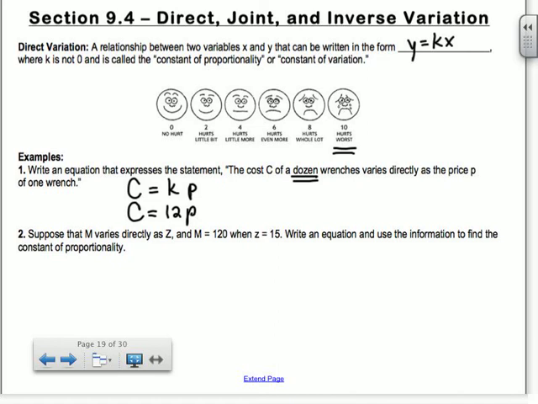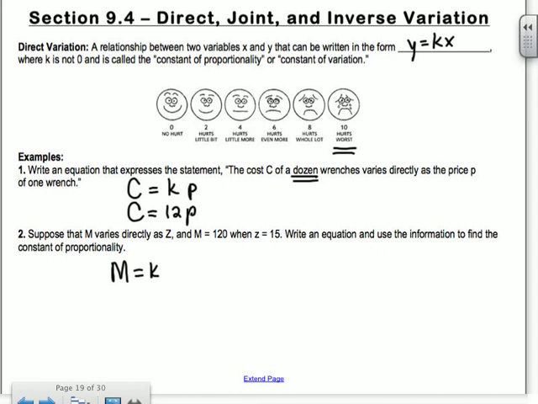All right, suppose that M varies directly as Z. So that means M equals KZ. Do you see what I mean by if one goes up, the other one goes up? Like if Z was 5 and M was 20, when Z is 10, M's going to be bigger, right? So that's what we're saying. M varies directly as Z. M equals 120 when Z is equal to 15.